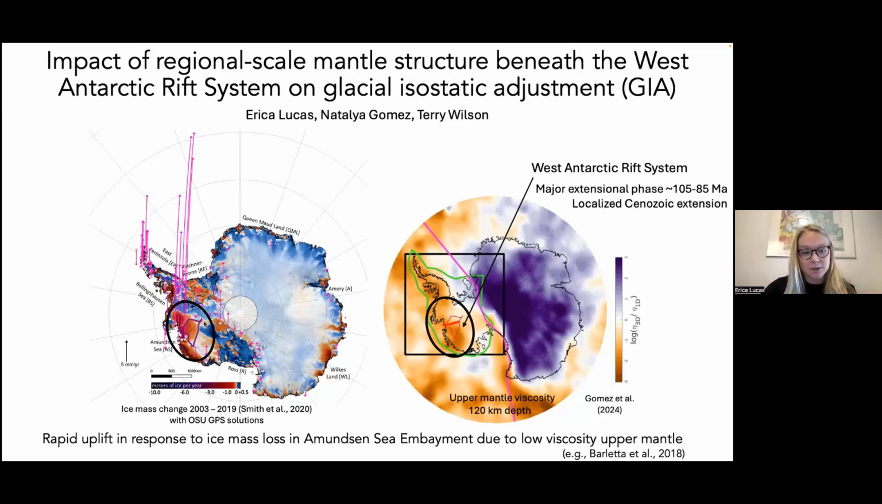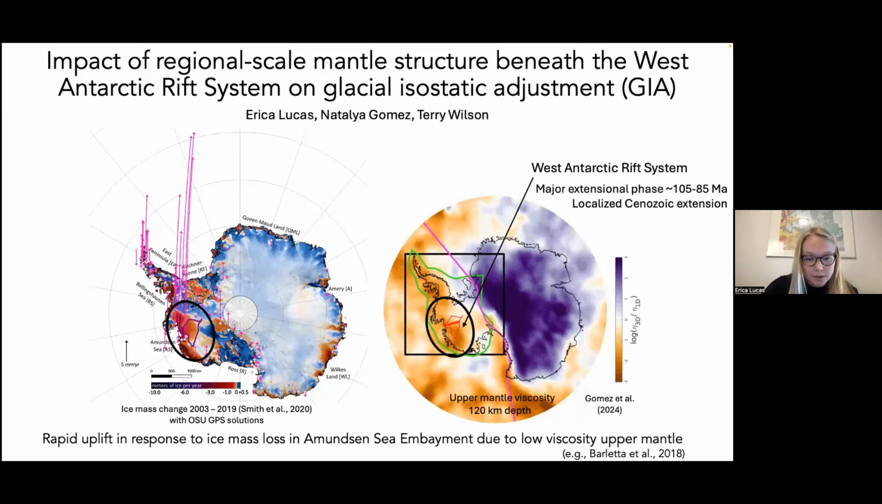And in this region, the West Antarctic Rift System sits across West Antarctica, which underwent its major extensional phase in the late Cretaceous. And then there's some evidence for localized Cenozoic extension. So this is a map of upper mantle viscosity at 120 kilometers depth. We're observing really rapid uplift in response to ice mass loss in the Amundsen Sea embayment, and this is likely due to this low viscosity upper mantle material.